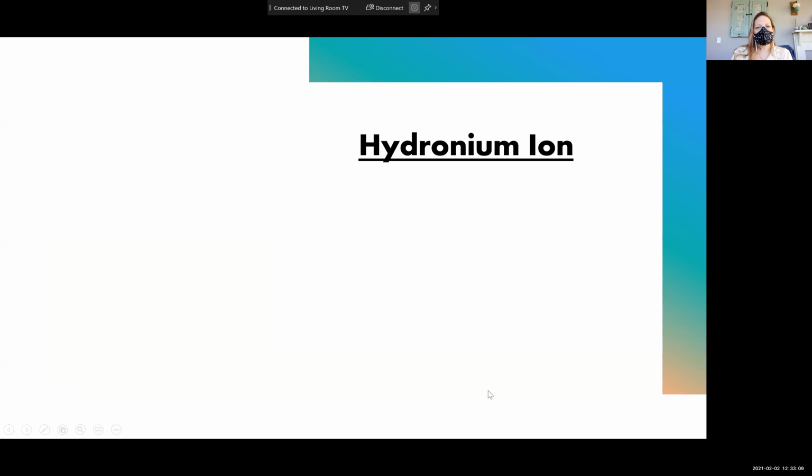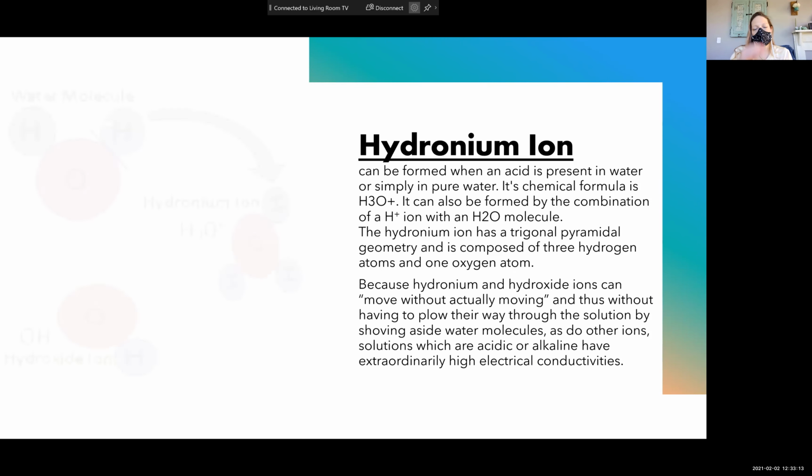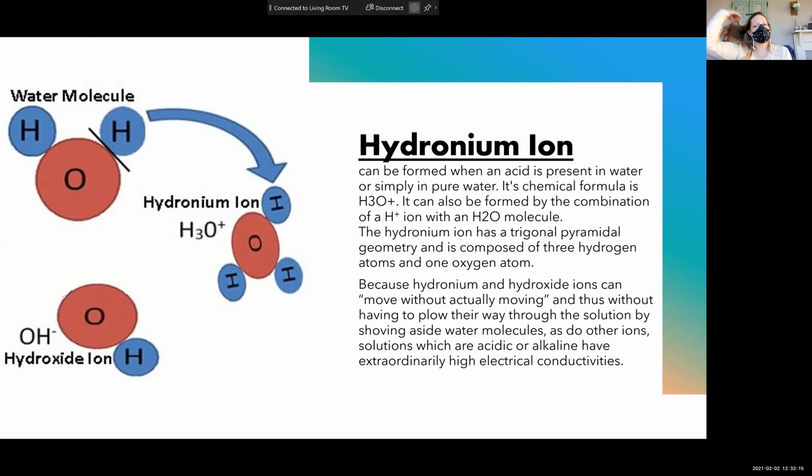as water. So hydronium. Hydronium can be formed when an acid is present in water or simply in pure water all by itself. Its chemical formula is H3O+, and it can be formed by the combination of the H+ ion with the H2O molecule. The hydronium ion has a trigonal pyramidal geometry. See it? And is composed of 3 hydrogen and 1 oxygen.